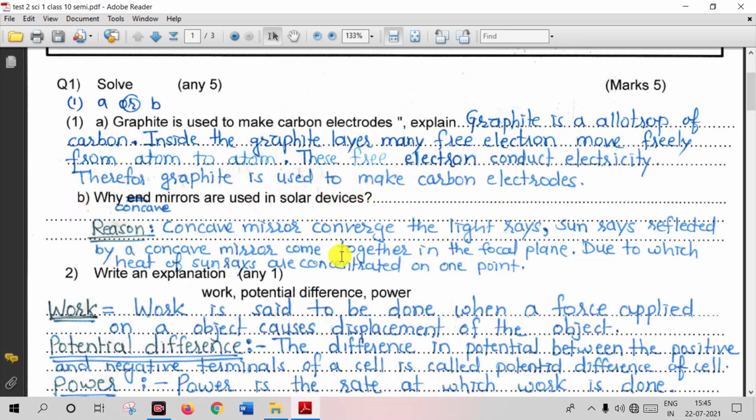And question B, why are concave mirrors used in solar devices? The reason behind this is, a concave mirror converges the light rays. Sun rays reflected by a concave mirror come together in the focal plane, due to which the heat of the sun rays is concentrated on one point.